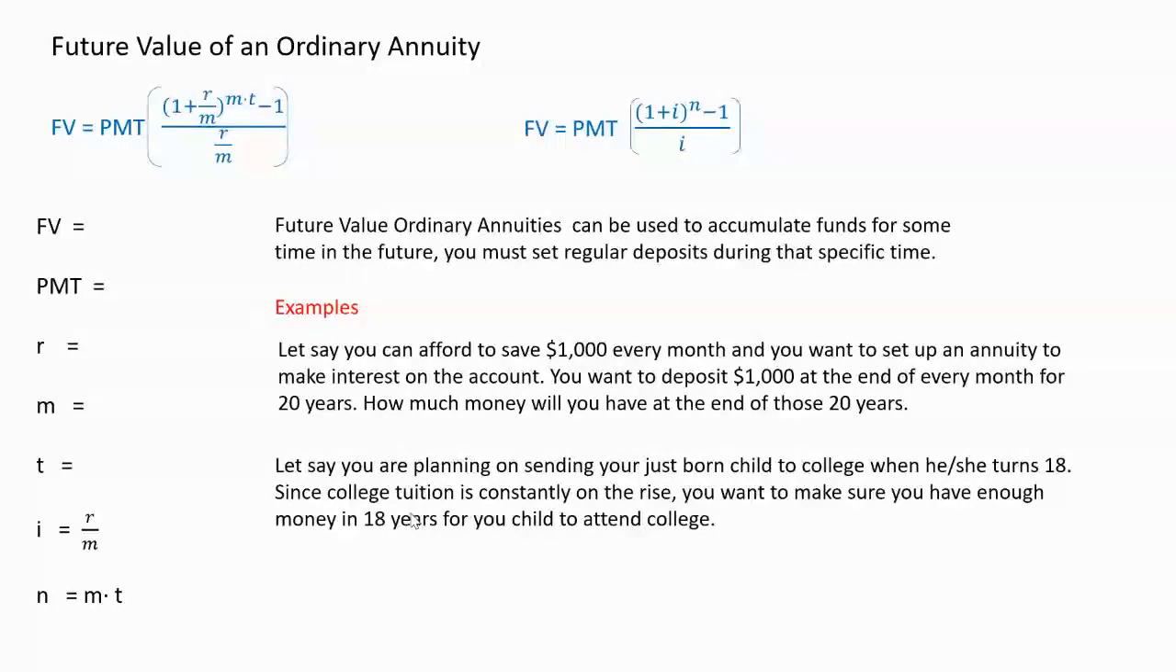Okay, here's another example. Let's say you are planning on sending your just-born child to college when he or she turns 18. Since college tuition is constantly on the rise, you want to make sure you have enough money in 18 years for your child to attend college.